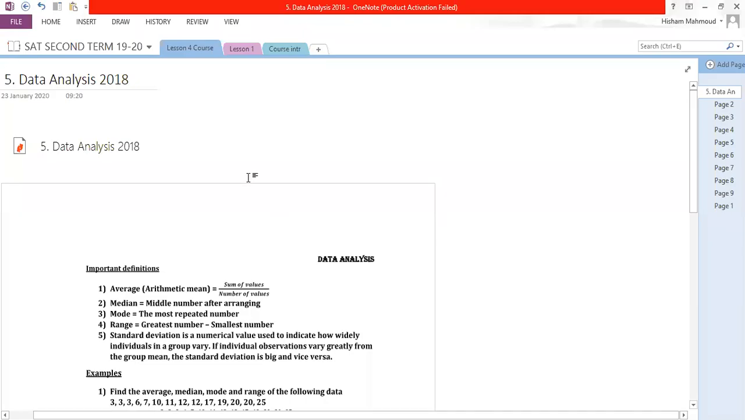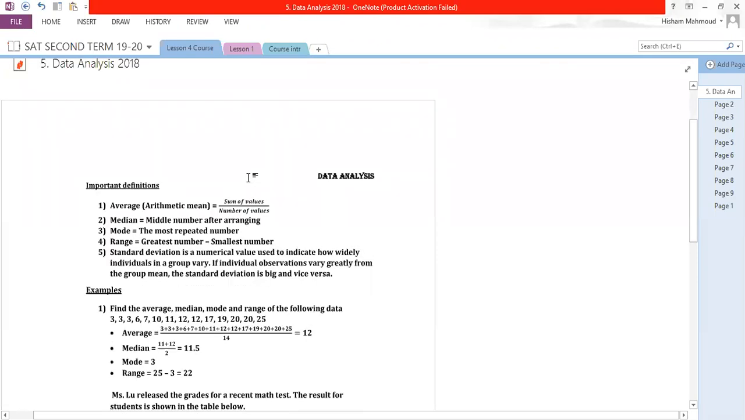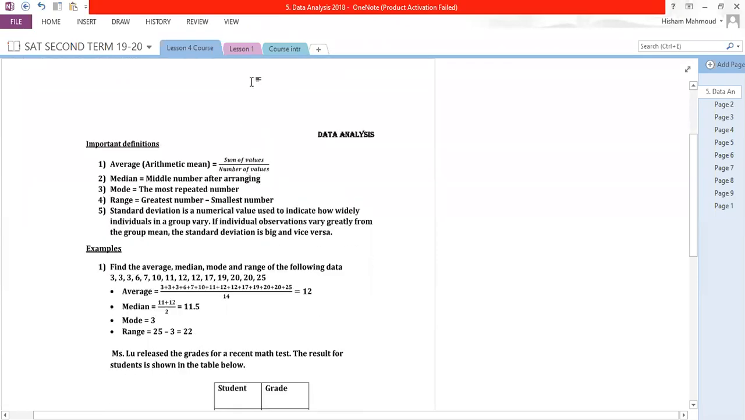Bismillah. Data analysis. Important definitions that we need to represent in the data analysis.